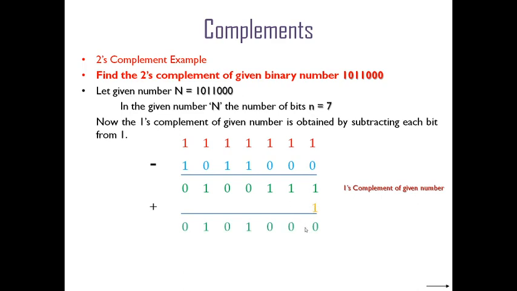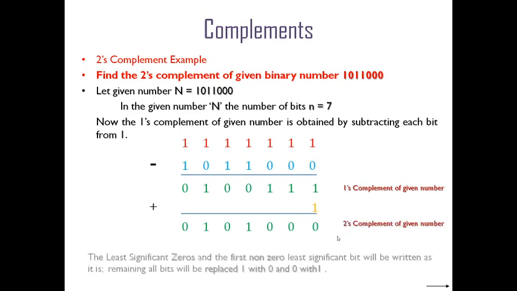1 plus 1 is 1 0. Again 1 plus 1 is 1 0. 1 plus 1 is 1 0. 0 plus 1 is 1, and these 3 will be 0 1 0. This is finally the twos complement.